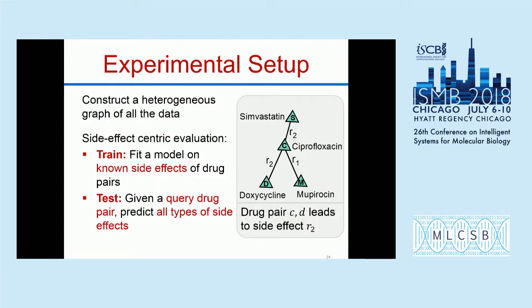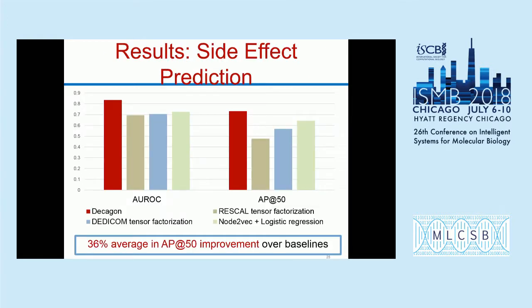After constructing this graph, we formed a prediction task as follows. In the training phase, we fit a model on known side effects of drug pairs. In the testing phase, given a query drug pair, we predicted all types of side effects associated with that query drug pair. There are a number of different settings that we considered to prevent any circularity in the data. To show the results, let's look at this slide. The performance here is measured in terms of two metrics, in particular area under the ROC curve and average precision at 50, where we were looking at the top 50 predictions and what the accuracy is for those.